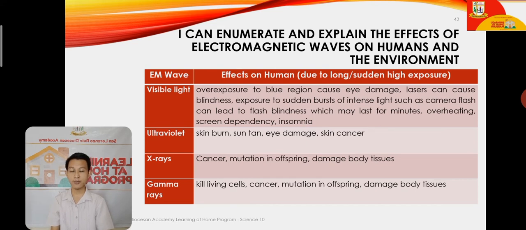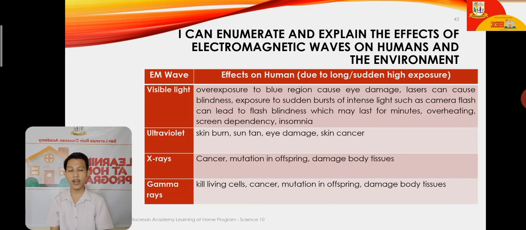Yung mga madalas gumamit ng X-ray machine or Xerox machine. Mutation in offspring, yung mga magiging anak ay magkakaroon ng birth defects. And damaged body tissues. Okay, pwedeng masira yung mga body tissues, yung mga kalamnan. Gamma rays kill living cells.